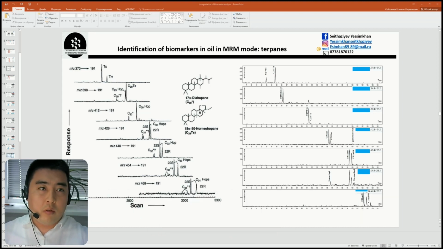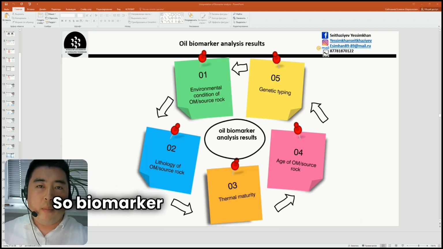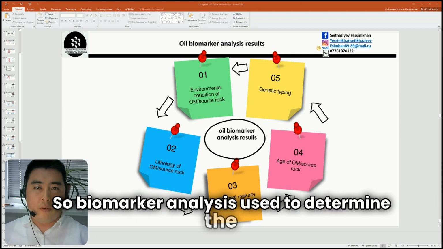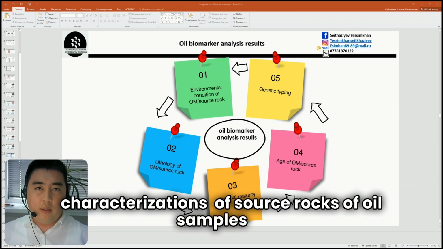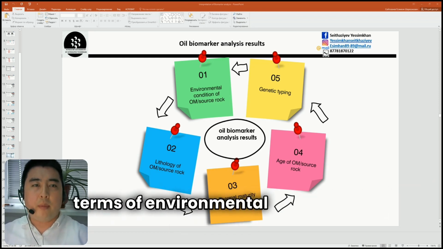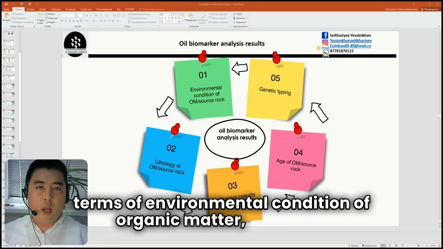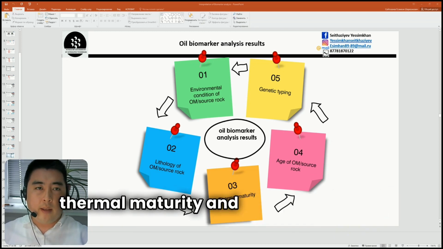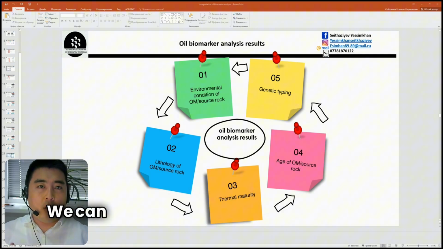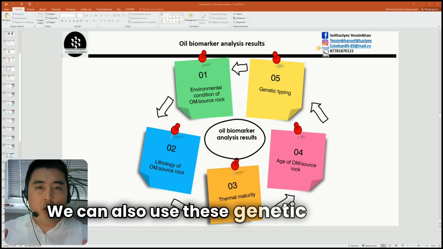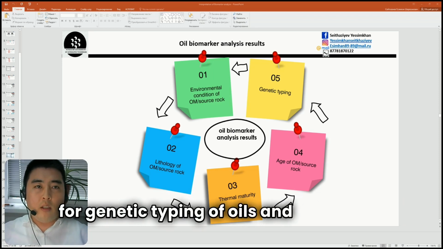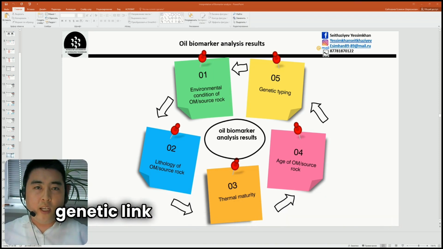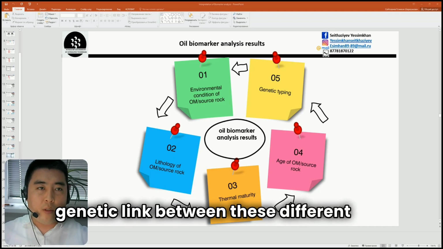So biomarker analysis is used to determine the characteristics of source rocks of the studied oil samples in terms of environmental condition, lithology of organic matter, thermal maturity, and the age of source rocks. We can also use these genetic parameters for genetic typing of oils and discerning genetic links between these different oils.